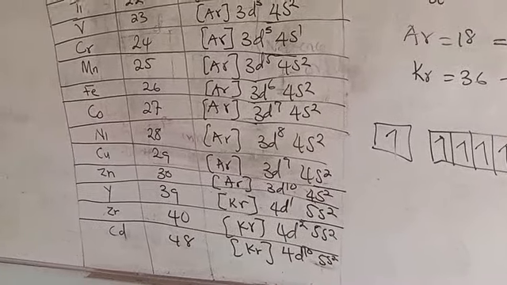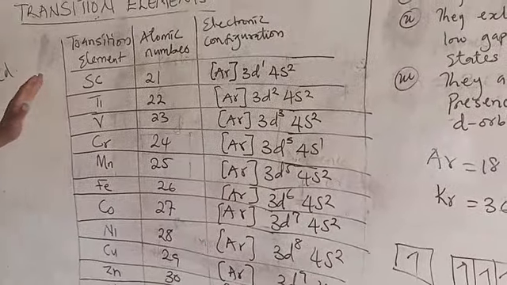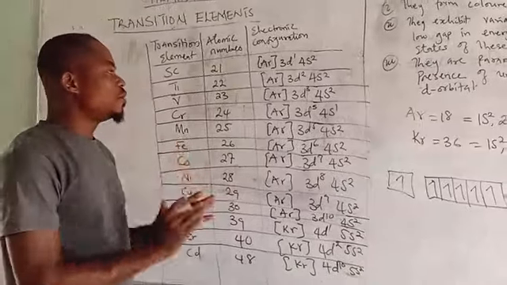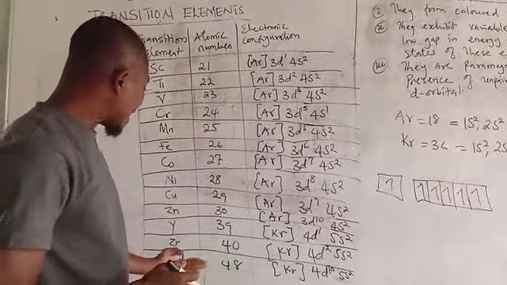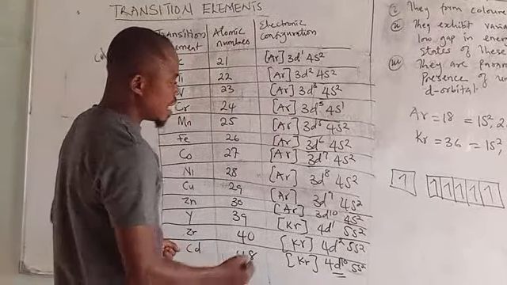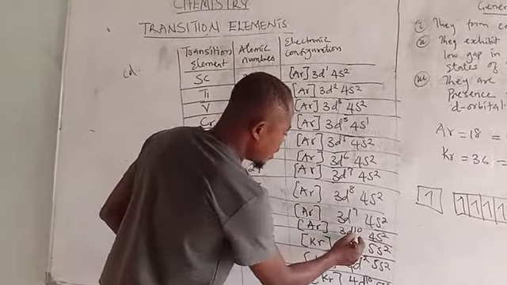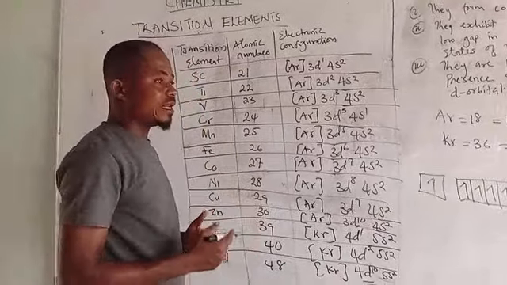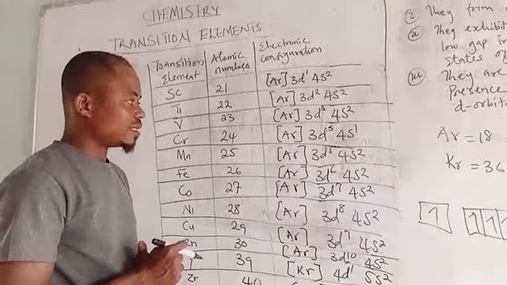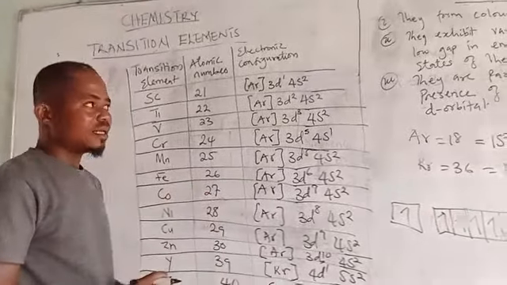So going by the IUPAC definition, we say that transition elements are elements with partially filled d orbitals. So elements like cadmium, which has a completely filled d orbital, and zinc with a completely filled d orbital, cannot be classified as transition elements. Now you can be hearing the word transition element or transition metal. They are used interchangeably. Is that okay?